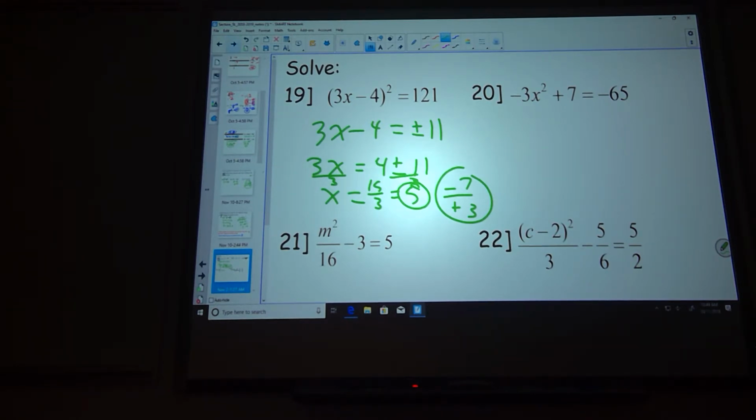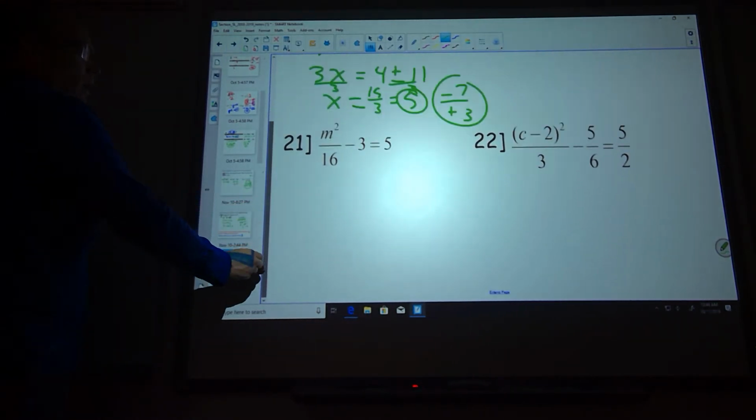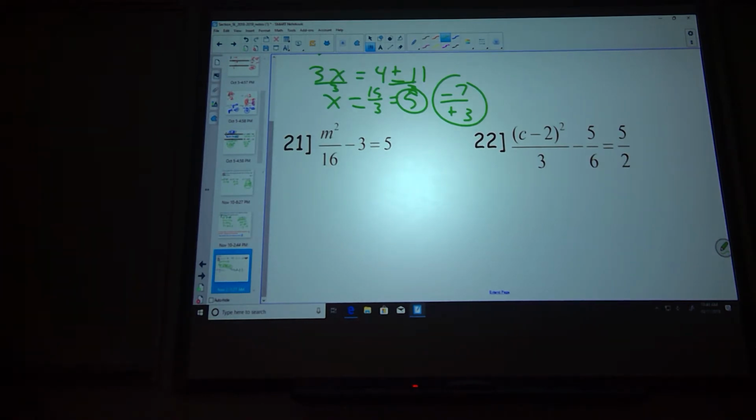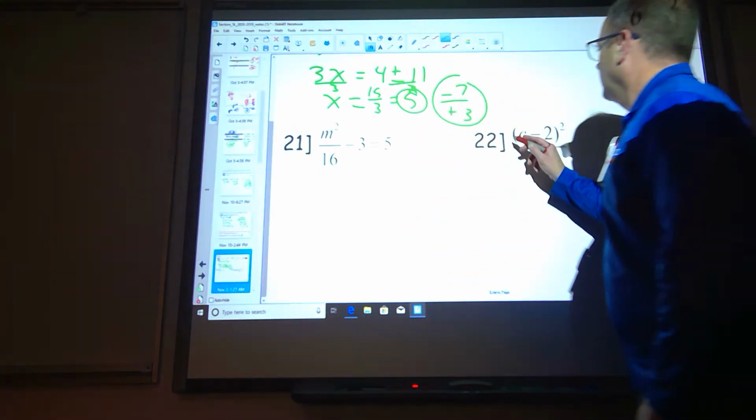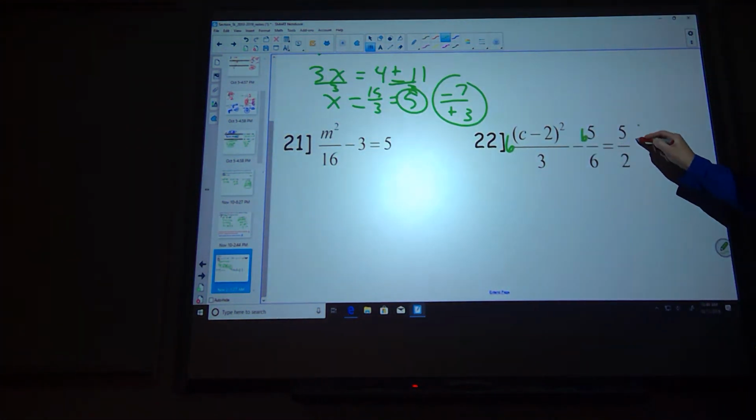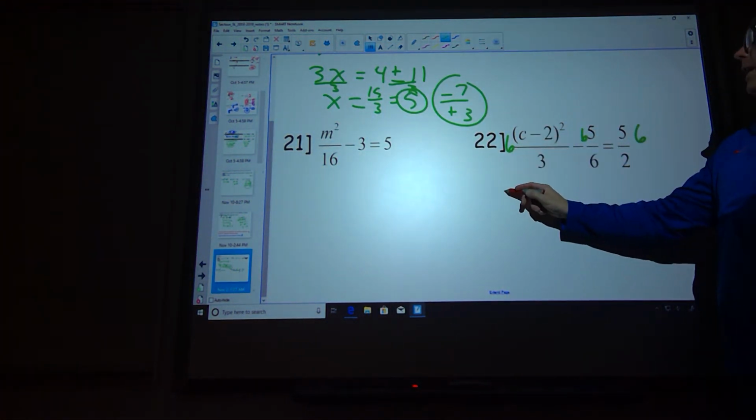Any more of these need to be worked out? Oh, 22. 22, you got it. What would I do on 22? Clear the denominator. Multiply everything by the denominator.